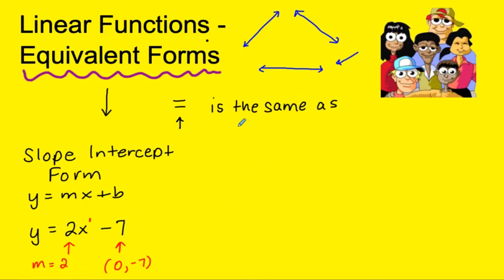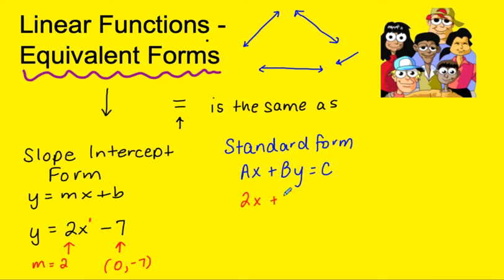But we also have standard form. Standard form of a linear function is in the form ax plus by equals c. So that might look like this: 2x plus 6y equals 12.